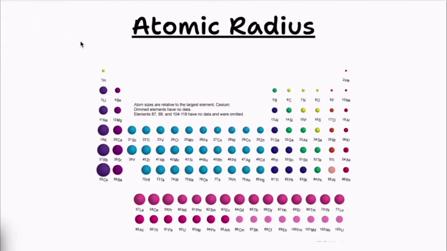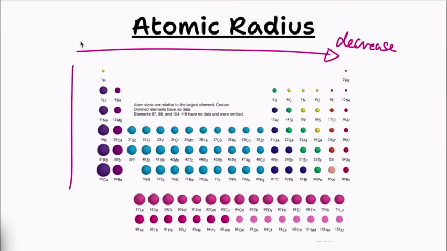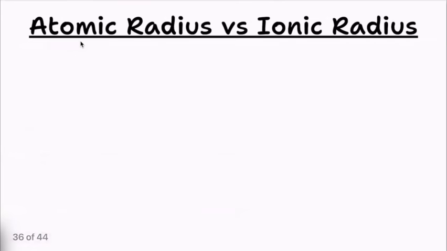This is a summary of the atomic radius. From left to right across the periodic table, it gradually decreases, and from top to bottom, it gradually increases. The next topic is the comparison of the atomic radius and ionic radius. There is no certain rule for this. For some atoms, their atomic radius is bigger. For some others, their ionic radius is bigger.